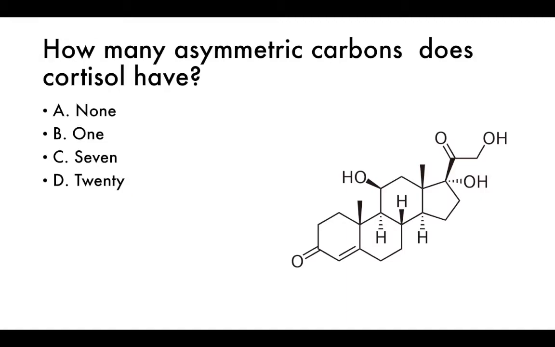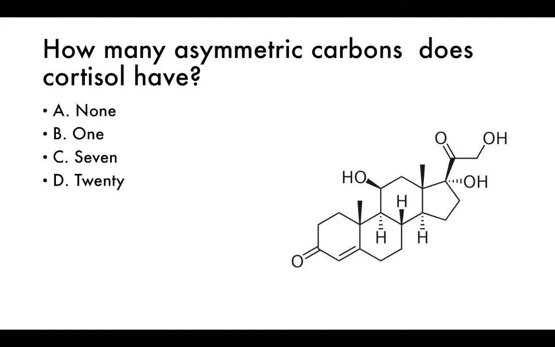Okay, so if that one gave you trouble, this one probably also gave you trouble. How many asymmetric carbons does cortisol have? And how do you recognize asymmetric carbons? Well, an asymmetric carbon is defined as a carbon atom that has 4 different substitutions. And the substitutions are the molecules or atoms that that carbon is connected to.